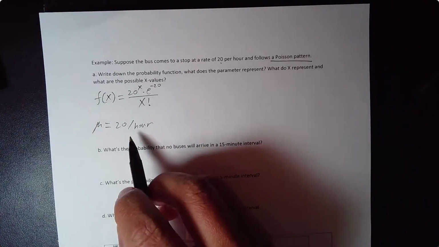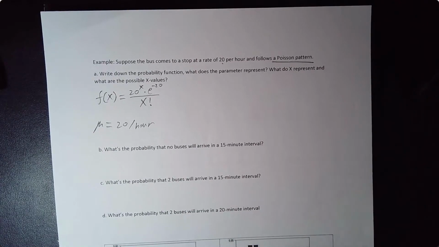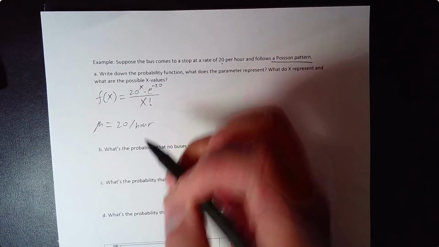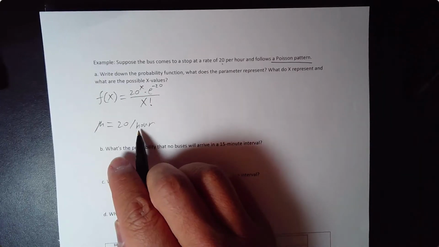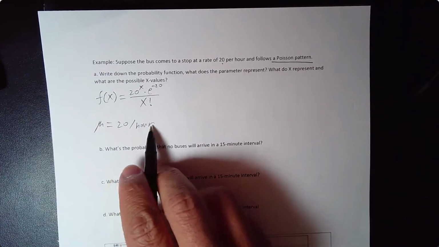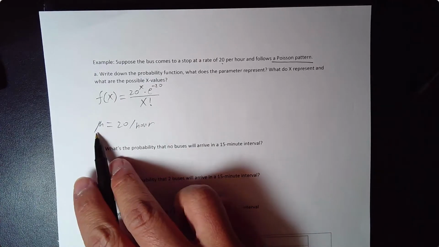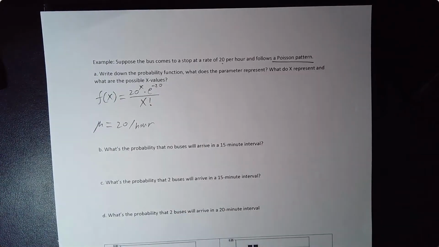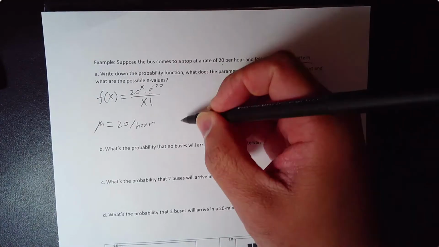Okay, and that will only work so. That's the only way the Poisson will work: you have to be specific about 20 per what is the interval you're talking about. So if mu is 20 per hour, then there is my probability function.